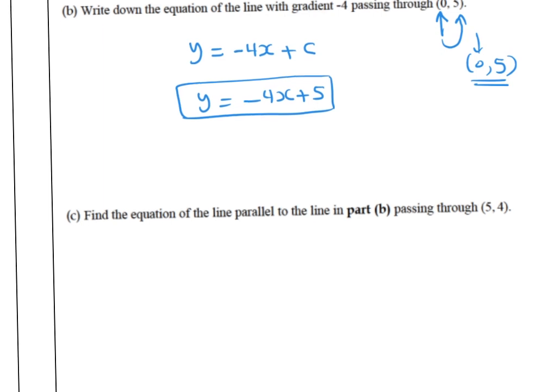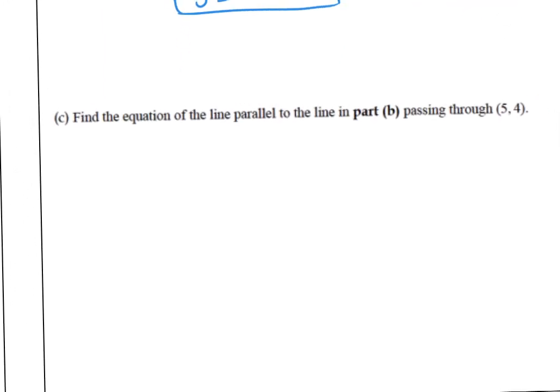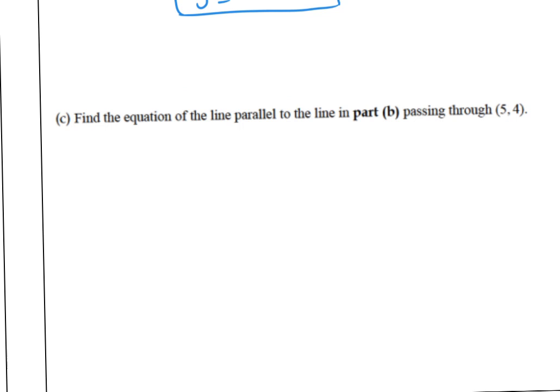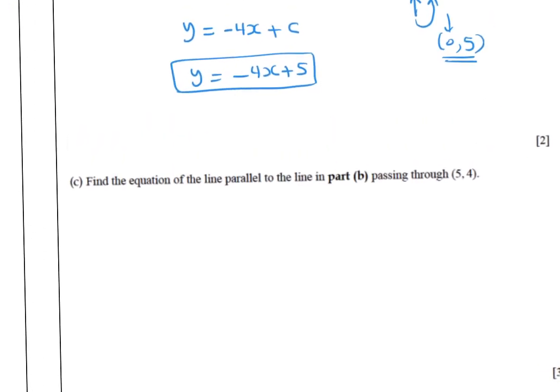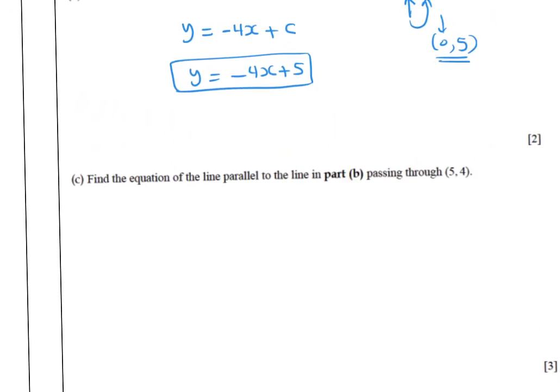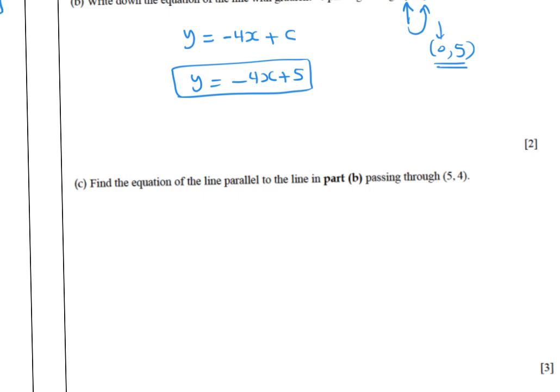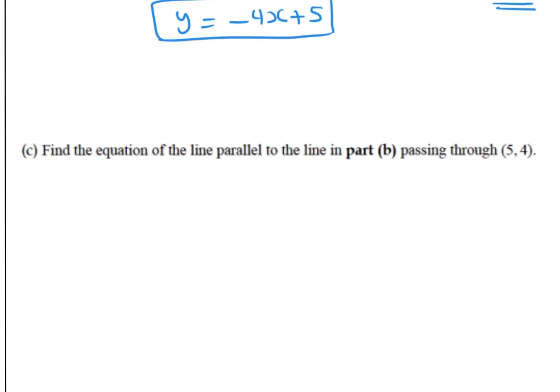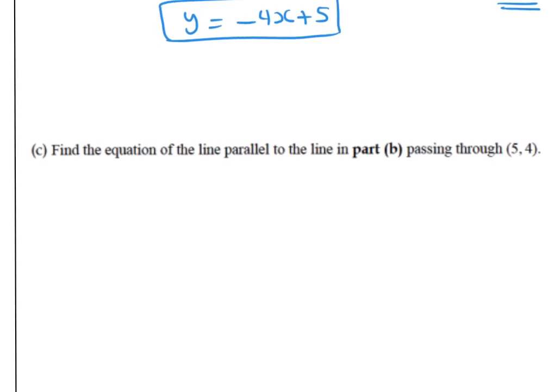Now for c, find the equation of the line parallel to the line in part b, passing through the point 5 and 4. So parallel means same gradient. The gradient of the line in part b is negative 4, so m is negative 4. So the equation is y equals negative 4x plus c. How to find c? Substitute by the point 5 and 4.